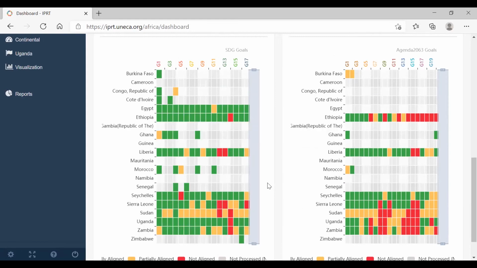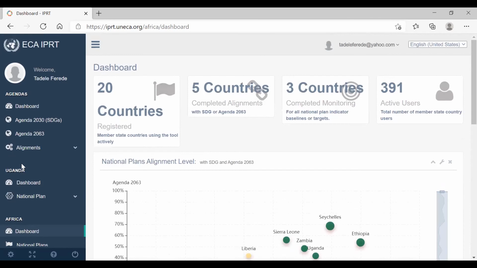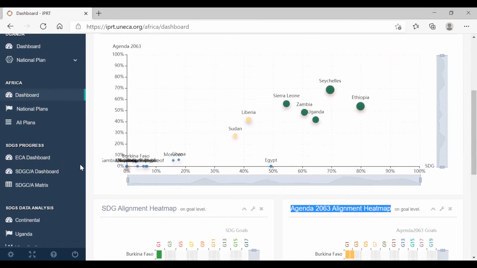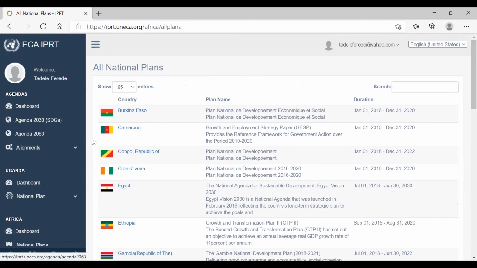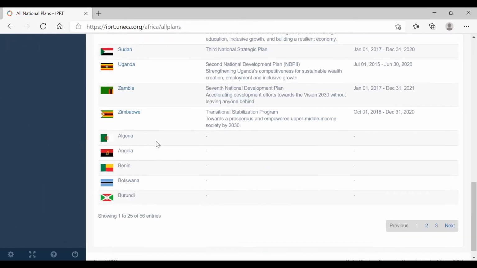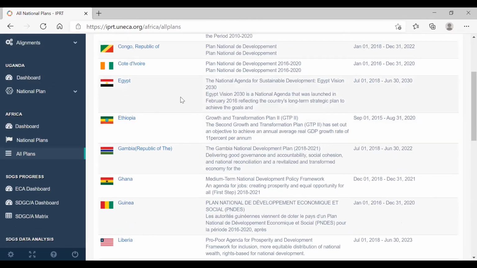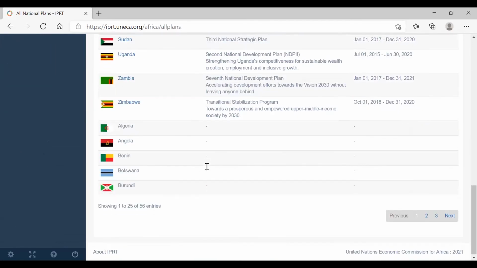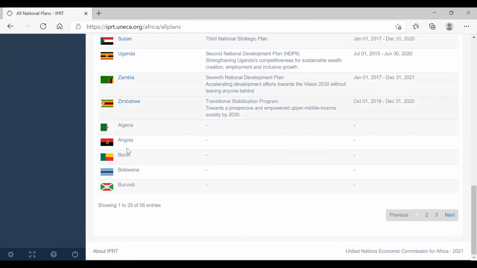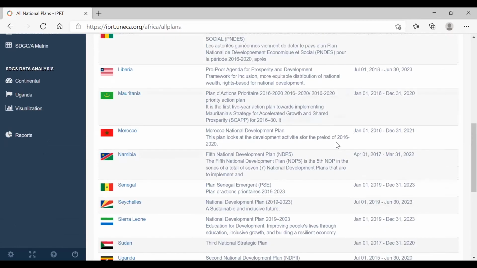So this is a goal level alignment for African countries. All right. So you can also look at each country. You see that here we have different countries. You can assess the degree of alignment for each and every country depending on your choice. Now, here we have some countries where the national development plan has not been uploaded into the system. For example, Algeria, Angola, Benin, Botswana, Burundi, and so on. You see that there are no national development plans uploaded here. The rest we have here.